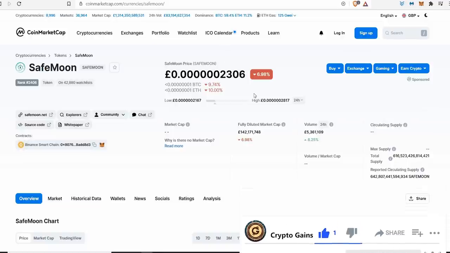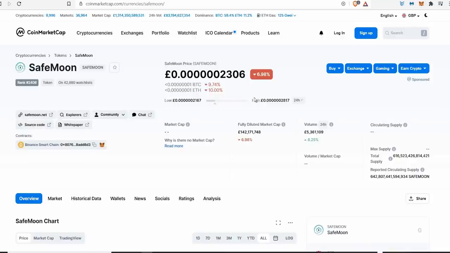But before I do so, I need to let you know, I'm not a financial advisor. These are just my own personal opinions on the market. So please always do your own research before investing any money.